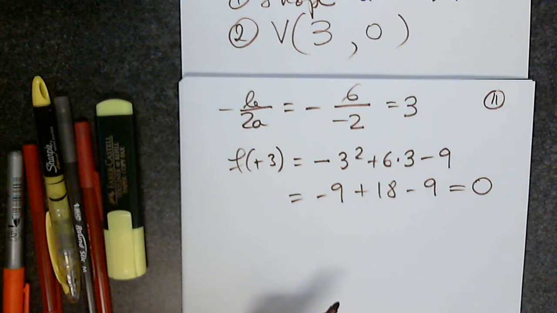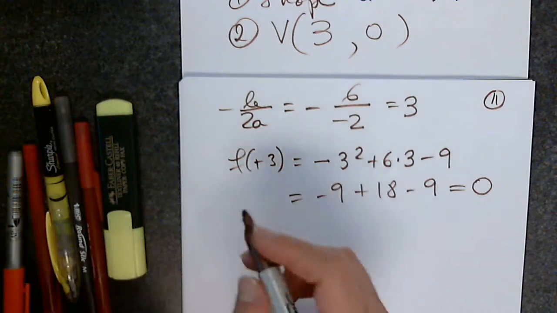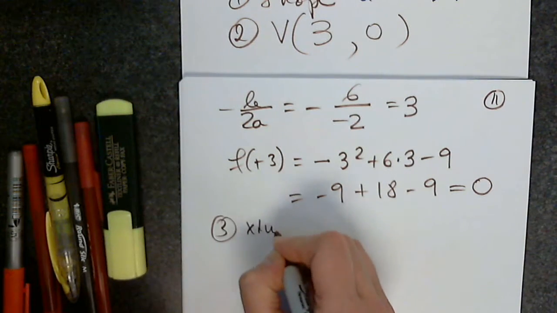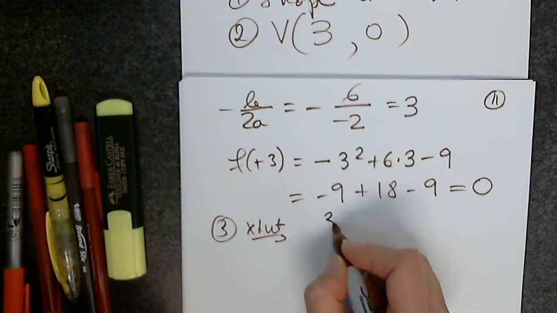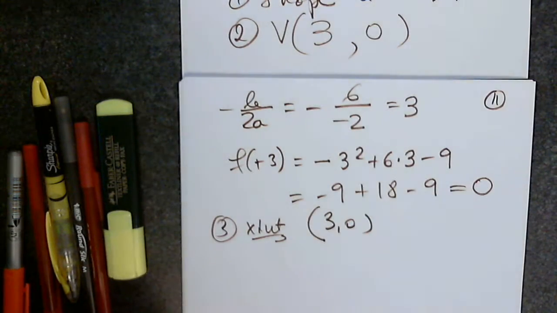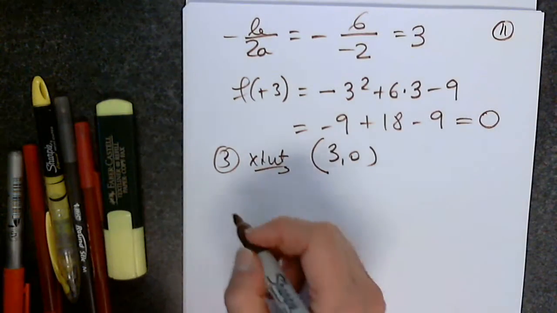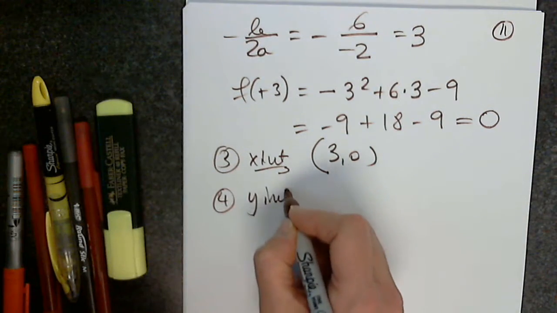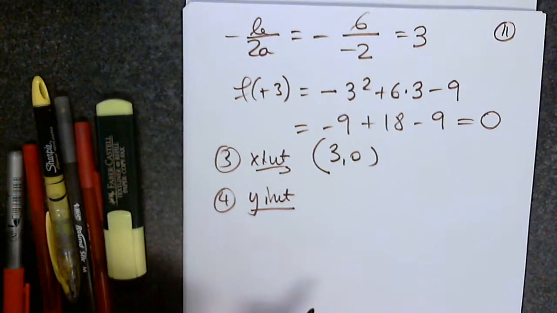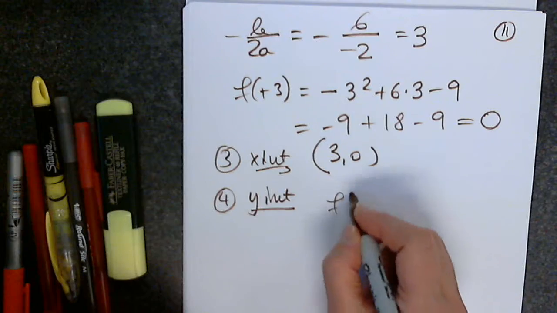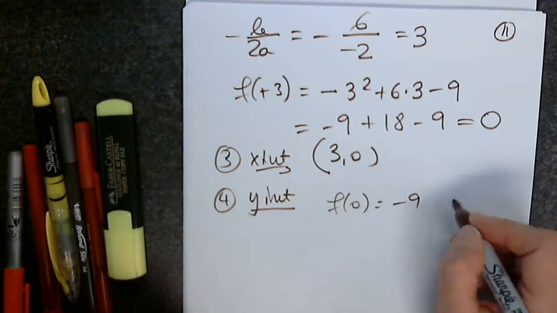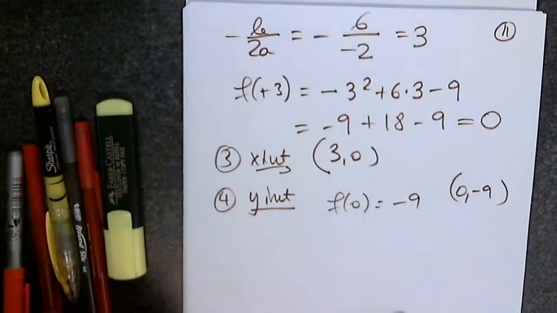yes, because the vertex is also what for this function? The x-intercept. So number 3, x-intercepts, yes, 3, 0. What about the y-intercept? So f of 0 is -9, 0, -9. I fully agree with it.